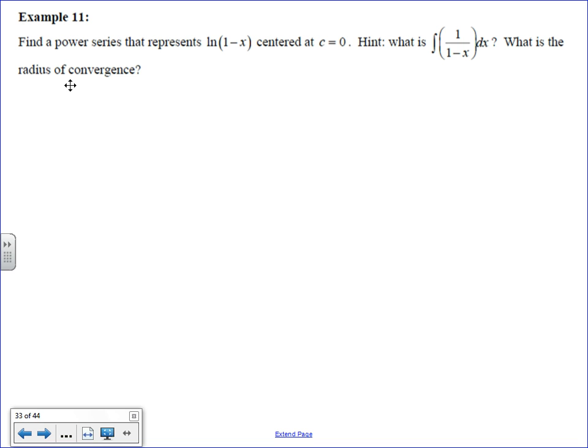All right, example number 11. Find a power series that represents ln of 1 minus x. Oh, kiddos, easy. How do we do it? ln of u. Do we have an ln of u power series? Yes. What is the power series centered at 0? Nice, it's a Maclaurin. Is there a Maclaurin for ln of u? Oh, come on, cool kids. There is. You got it.